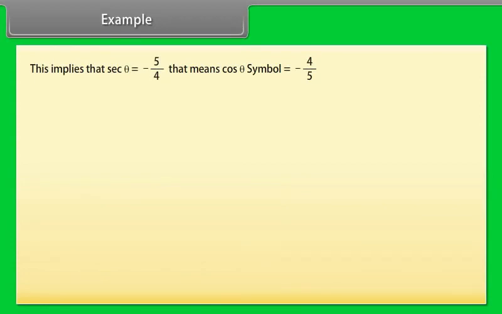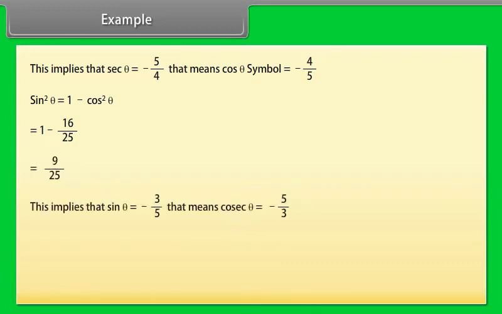That means cos of theta is equal to minus 4 by 5. Sine square of theta is equal to 1 minus cos square of theta, which is equal to 1 minus 16 by 25, which is equal to 9 by 25. This implies that sine of theta is equal to minus 3 by 5. That means cosec of theta is equal to minus 5 by 3.